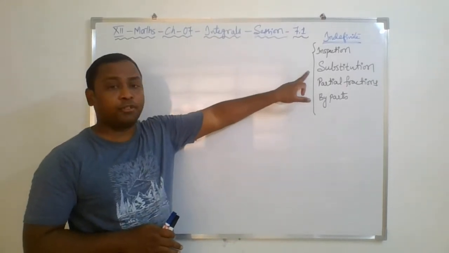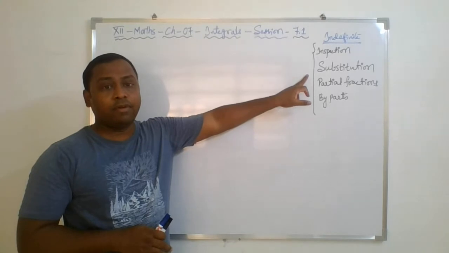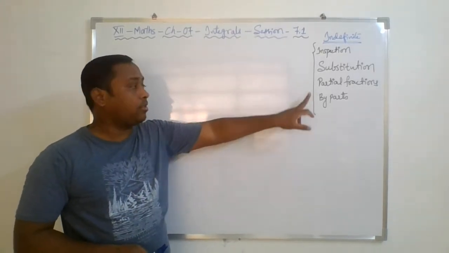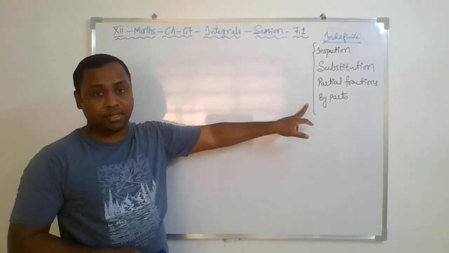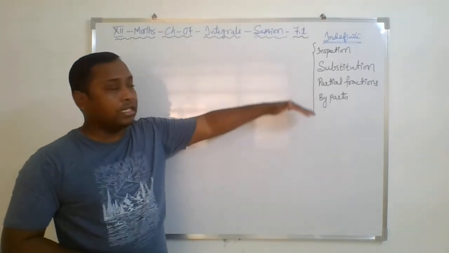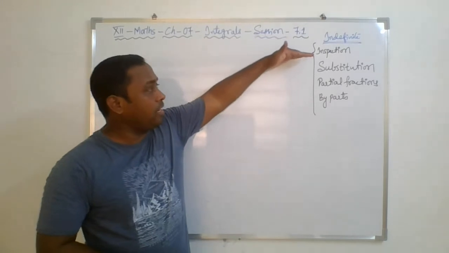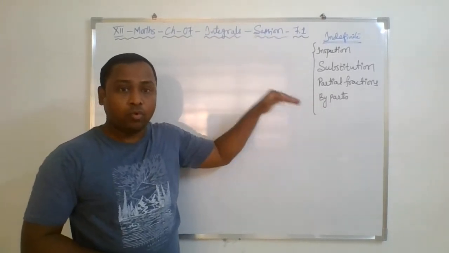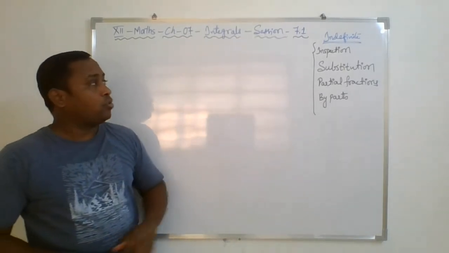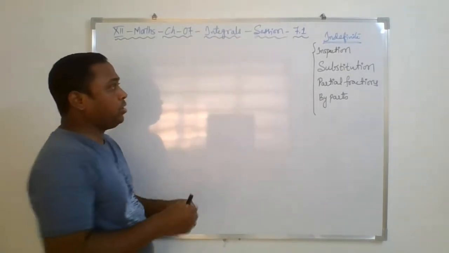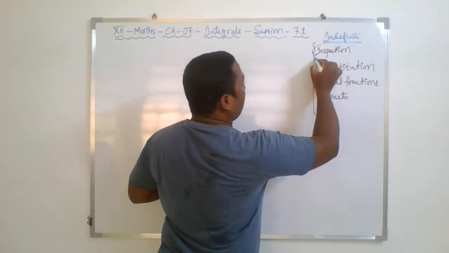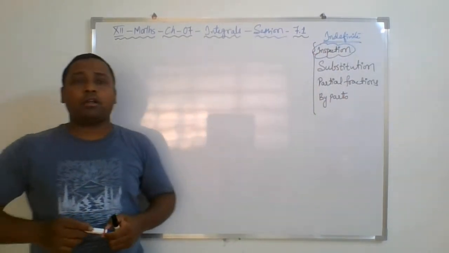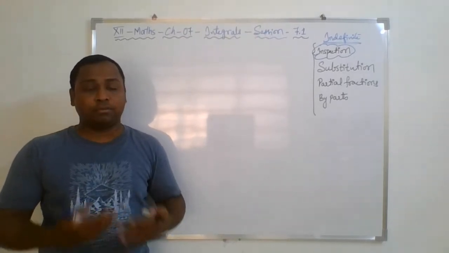Second is the substitution method, which we will discuss in the next session. Then partial fractions, then integration by parts. So there are basically four different techniques to deal with this chapter. First, today in this session, we're going to understand how we can solve the integrals by inspection, or we can also say by direct method.